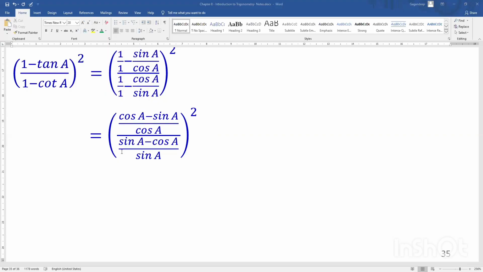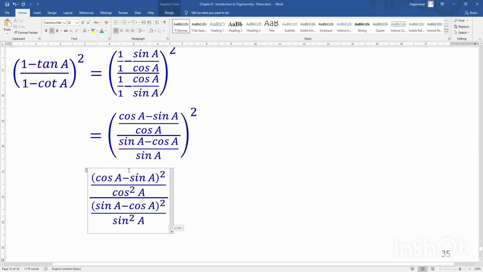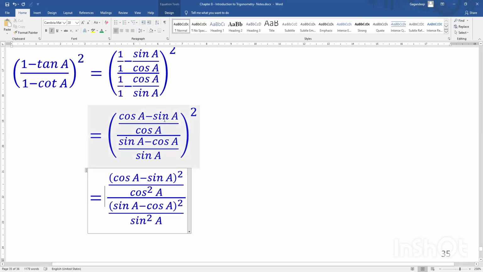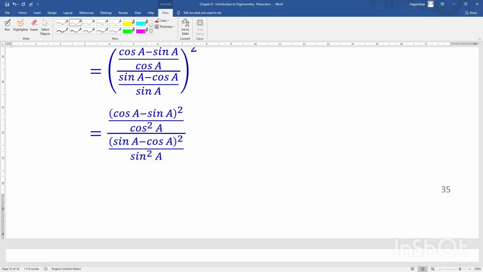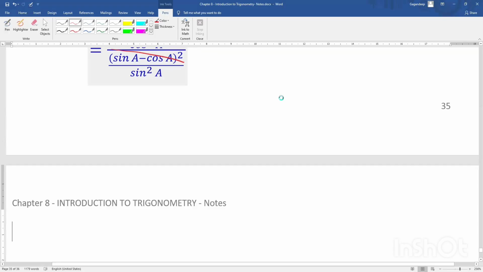Next, I'm going to distribute the square over all the terms. So I write cos A minus sin A the whole square by cos square A, and sin A minus cos A the whole square by sine square A. We can cancel cos A minus sin A the whole square and sin A minus cos A the whole square. When you expand them, you will get the same answer.